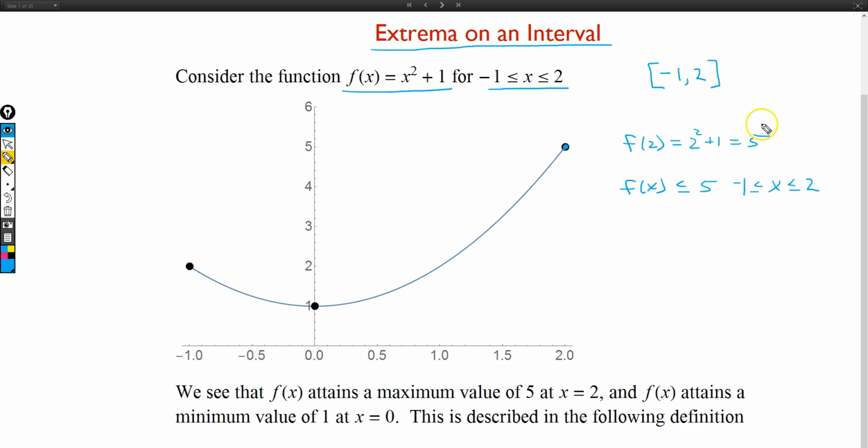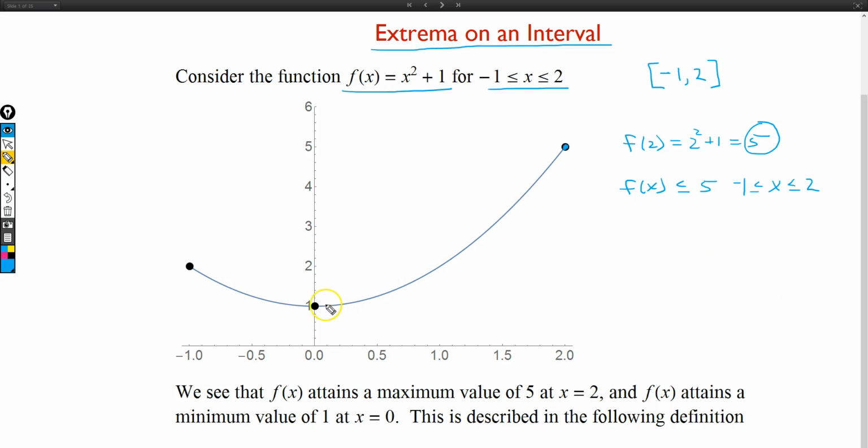So we call this number 5 right here a maximum or absolute maximum for our function f of x over this interval. Now it's also important to note that f of x actually attains its maximum value, meaning that there is a number in this interval, in this case the number 2, where f of 2 is actually equal to 5, which is the maximum. So we say f of x attains its maximum value.